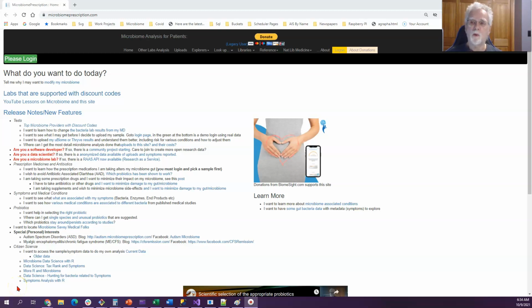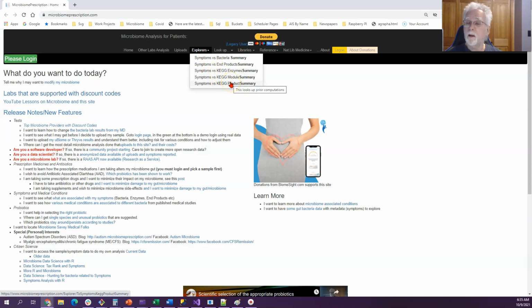I wrote the Microbiome Prescription site, and today I want to go through a revised set of features and also describe what the significance is, especially for anybody out there who's a data scientist or statistician. Under Explorer, we have things changed to five things: symptom versus bacteria, end products, which usually comes from harvesting data ad hoc, KEGG enzyme, KEGG module, and KEGG products. All of the latter three are sweet because they are gene-based predictions based on the genes in specific bacteria. So we have three of them there.